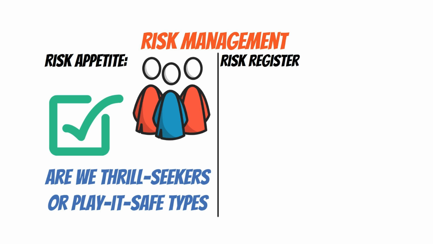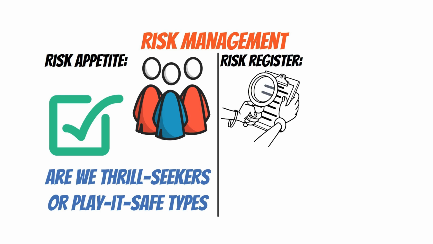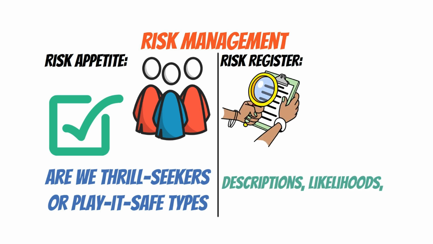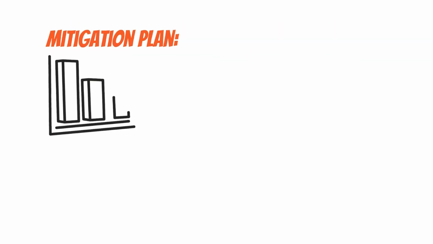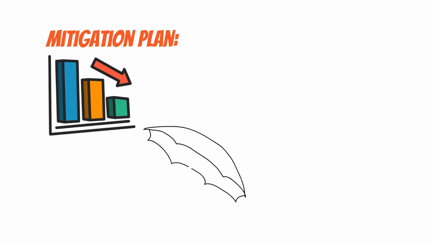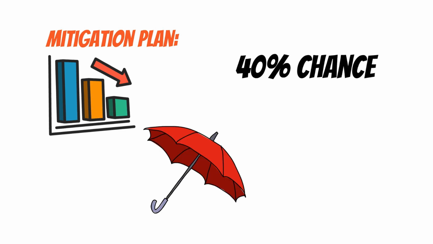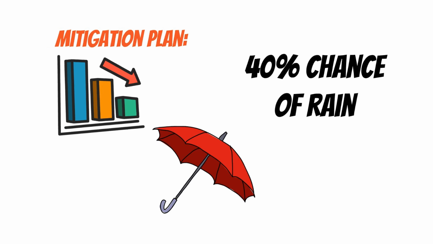2. Risk register. Your list of potential risks, complete with descriptions, likelihoods, and action plans. It's your project's insurance policy. 3. Mitigation plan, your strategy for reducing the impact of a risk if it occurs. It's like packing an umbrella, because the forecast says 40% chance of rain.